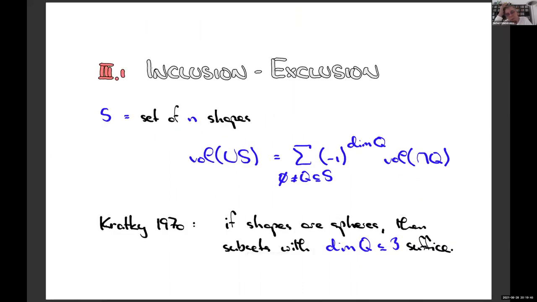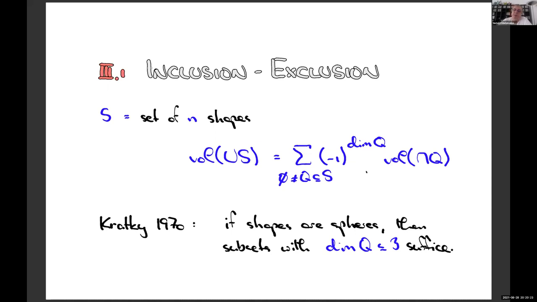And this goes back to Kratky. He's a physicist from Vienna, and he wrote some math papers in the 70s where he says that if you have a set of spheres, or in general shapes, but he was interested in spheres, then you can compute the volume by inclusion-exclusion. So I just wrote down the inclusion-exclusion formula. The trouble with this is it's over all subsets of S. So there are exponentially many subsets. And so this is a nice formula. It's exact, but it's extremely large.